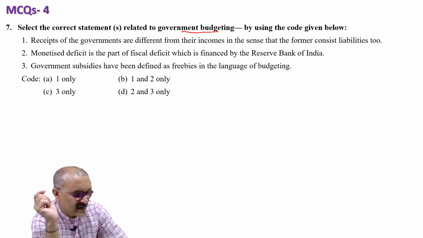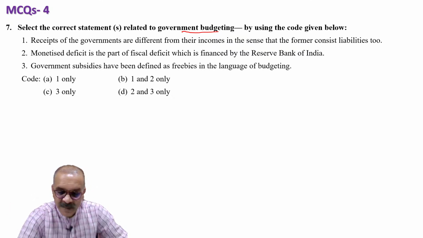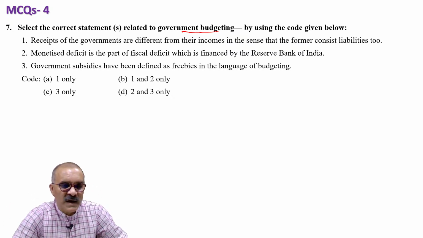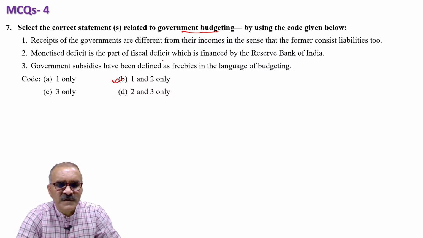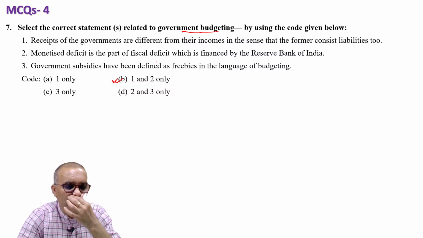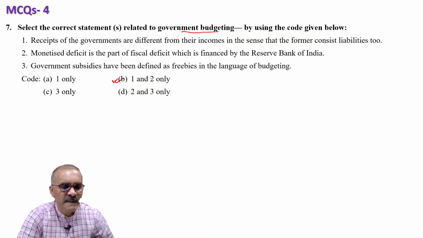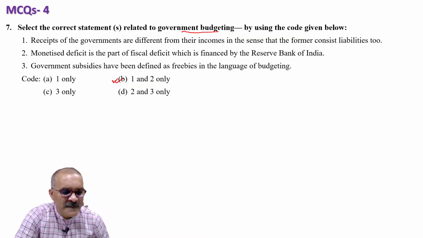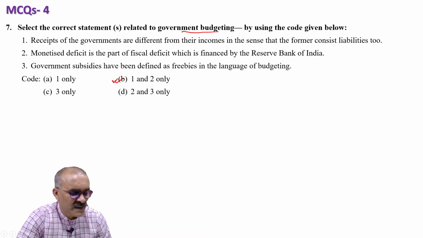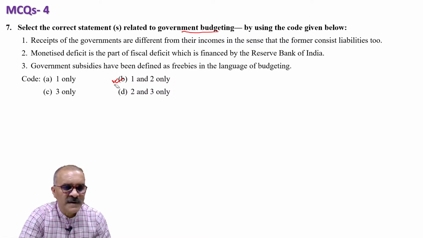Rahul says its answer will be B, and he is all correct. Monetized deficit, part of fiscal deficit, but probably I am wrong. Okay, let me give you some idea.